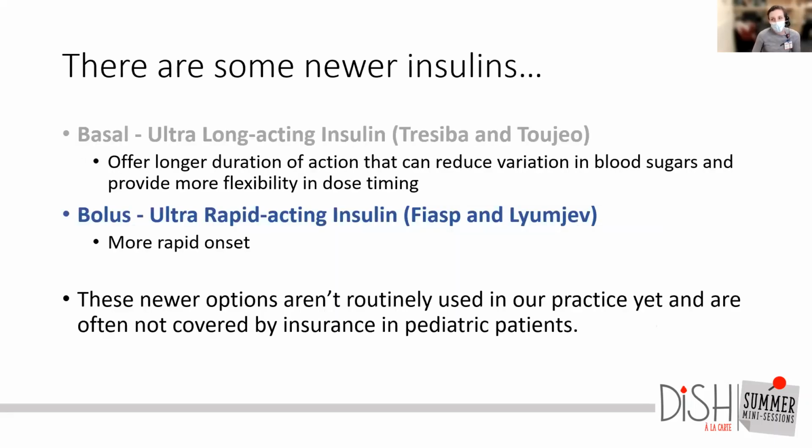It's also important to note that there are some newer insulins. So for basal insulins, there's now ultra long-acting options. These offer longer durations of action that can reduce variation in blood sugars and offer more flexibility in the timing of doses. There are also ultra rapid-acting insulins that start working more quickly than our current rapid-acting insulins. These newer options aren't routinely used in our practice and are not covered by many insurances in pediatric patients.